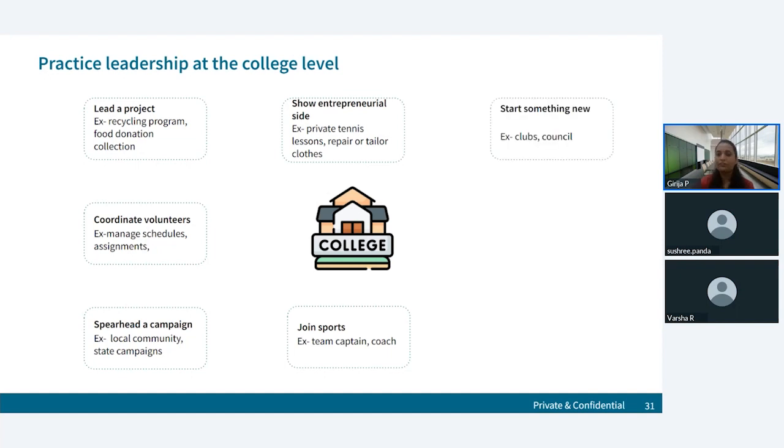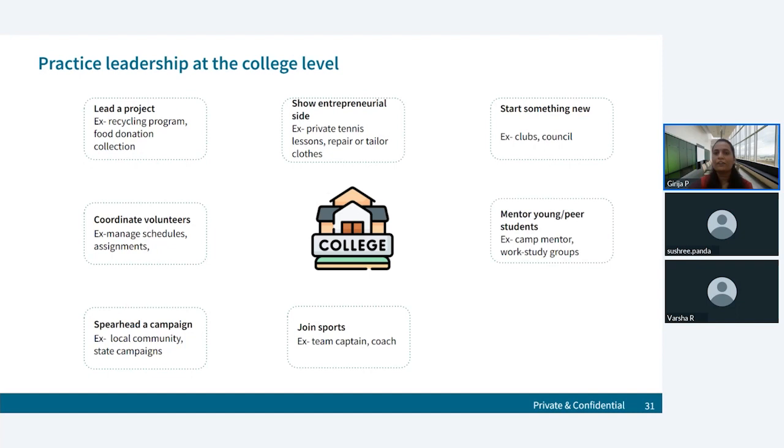Another way can be that you take the initiative and try to make a change in your own campus. So you can start clubs and councils which do not exist in your campus, and which everybody is interested in. Another way is you can mentor your younger and peer students.